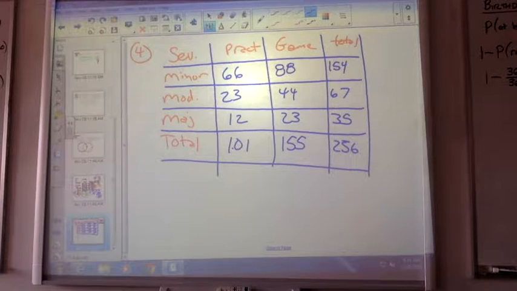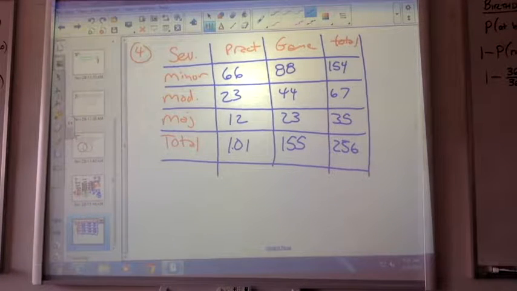Okay, so does everyone understand what the table means? So, 66 people had a minor injury at practice. 88 had a minor injury during a game. So a total of 154 people had some sort of injury, whether it happened during practice or a game. And moderate, major, same idea. As far as practice went, 66 had a minor injury, 23 moderate, 12 major, so 101 had injuries at practice at whatever level, and then during the game, 155 had some sort of minor, moderate, or major injury.